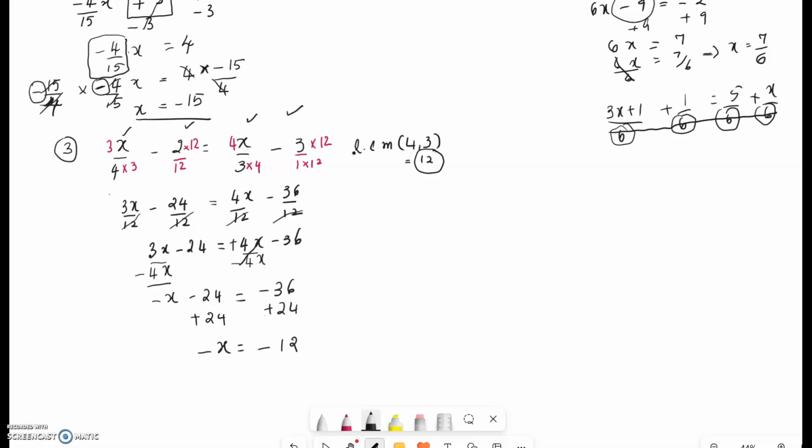And now I multiply both sides by negative 1, or divide both sides by negative 1. Negative 1 times negative 12 is positive 12.